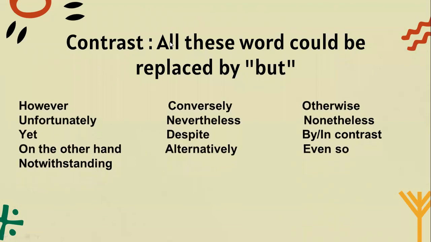Like we say however, unfortunately, yet, on the other hand, notwithstanding, conversely, nevertheless, despite, alternatively, otherwise, nonetheless, in contrast, or even so. So all of these words are showing contrast. In the relation between the second sentence and the first sentence, they are opposite, or they are in contrast to each other.